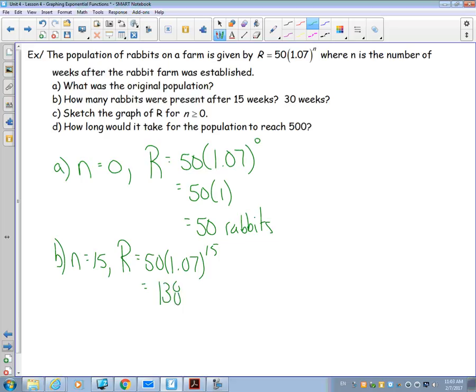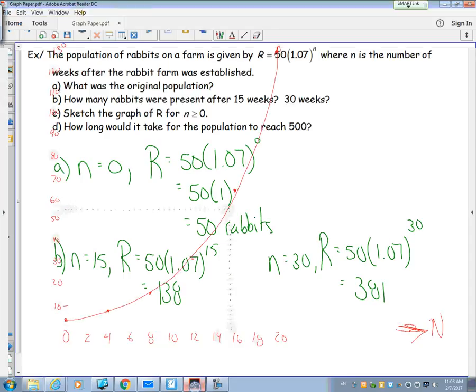It also wants us to figure out 30 weeks. So if n is 30, same equation. We're just going to change our exponent to 30 this time, and up to 381. So like the previous question, it's going to start slowly, and then it's going to start building faster and faster and faster. You want to sketch the graph again.